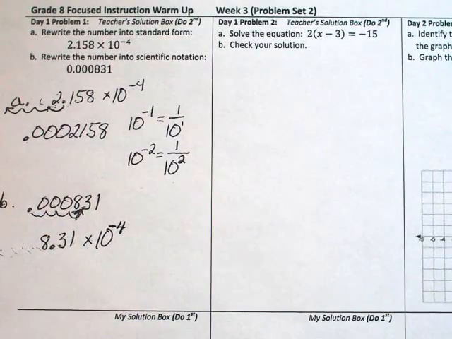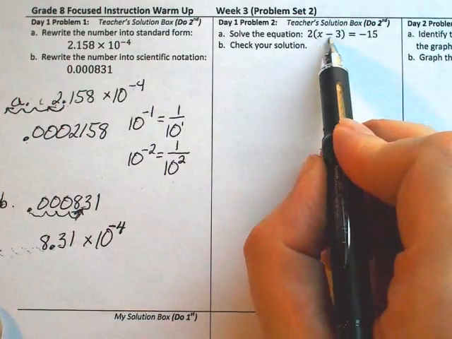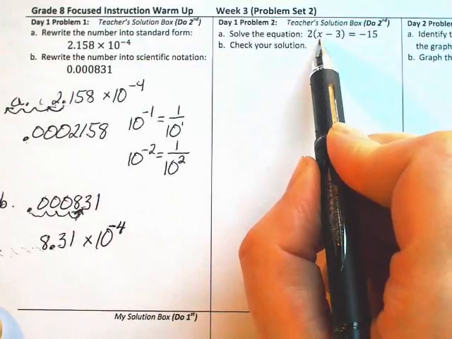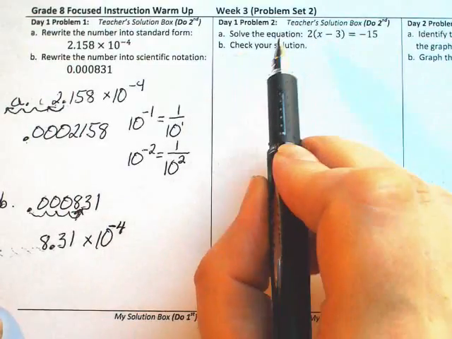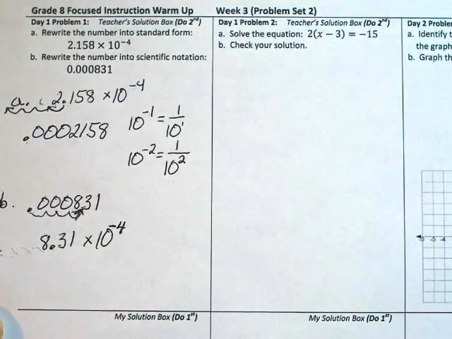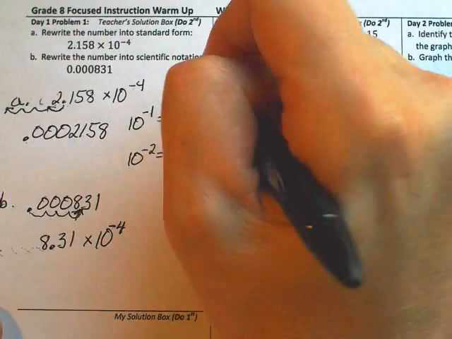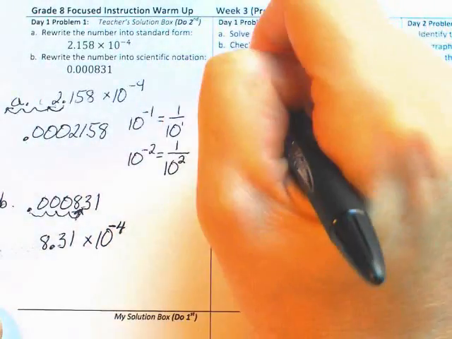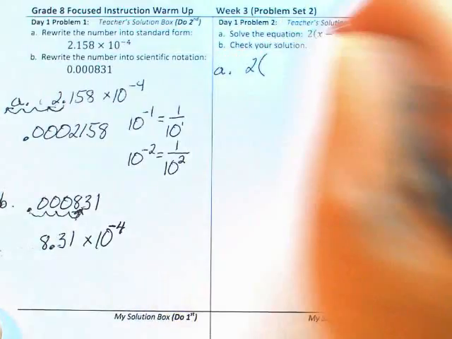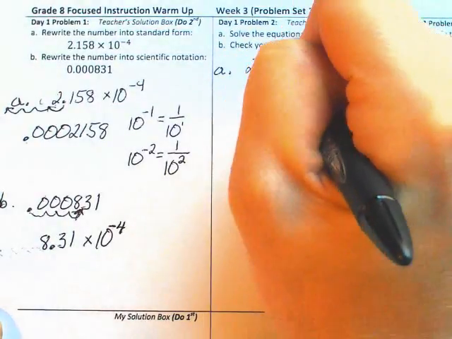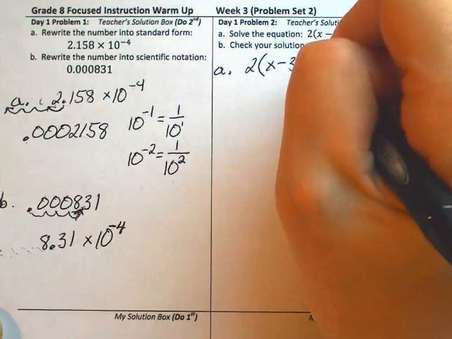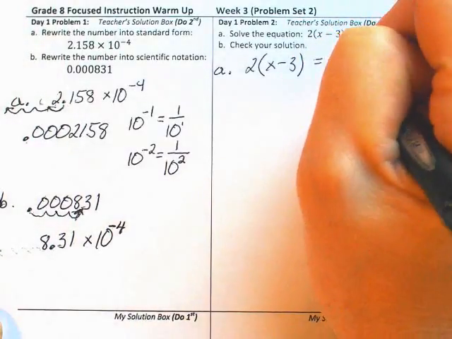Now, day 1, problem 2. Part A, solve the equation. And then we have an equation here. We would like to solve this for x. And then in part B, check our answer and make sure that we have the right value for x. So I'm going to rewrite the equation. 2 times the quantity x minus 3 is equal to negative 15.